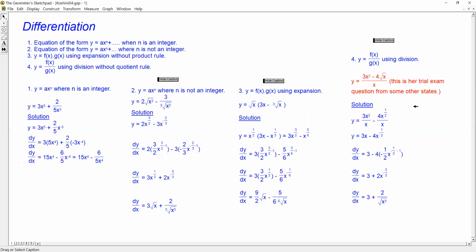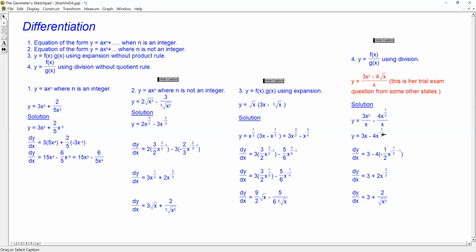Now when you divide like this, you need to subtract the indices. When you multiply, we add the indices together. But when you divide, you have to subtract the indices. So 2 minus 1 is what? 1. So I have x to the power 1. X to the power half minus 1 is x to the power negative half.